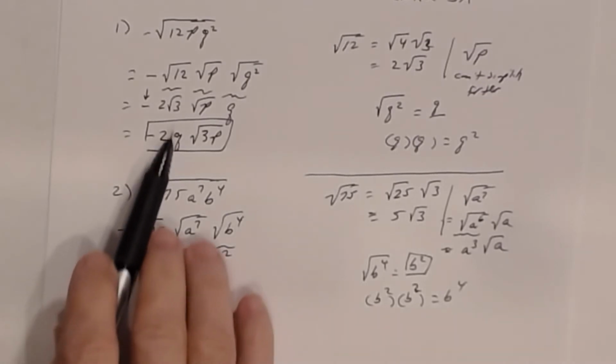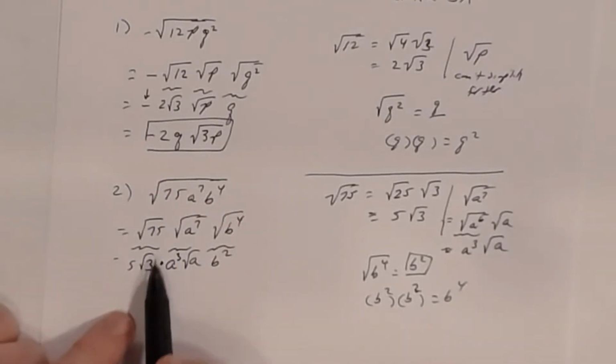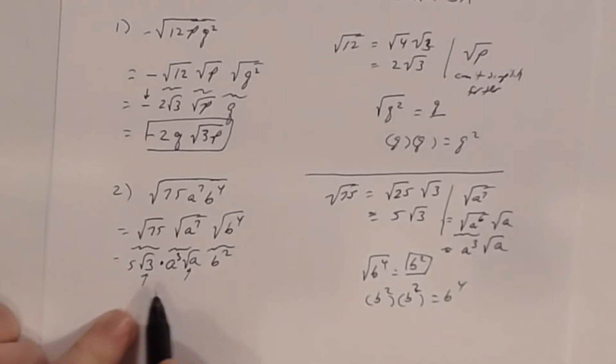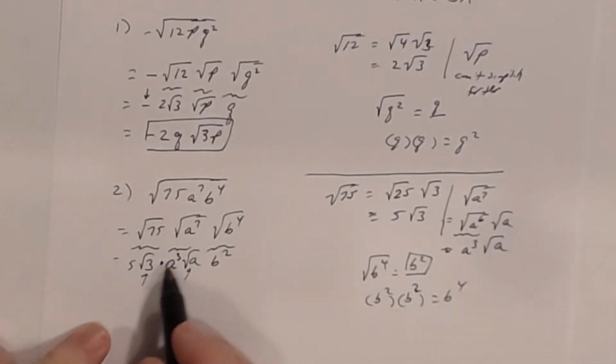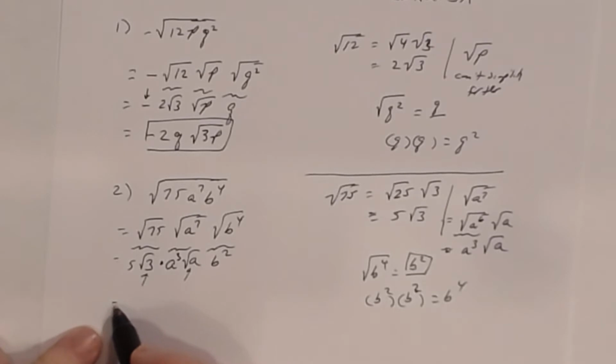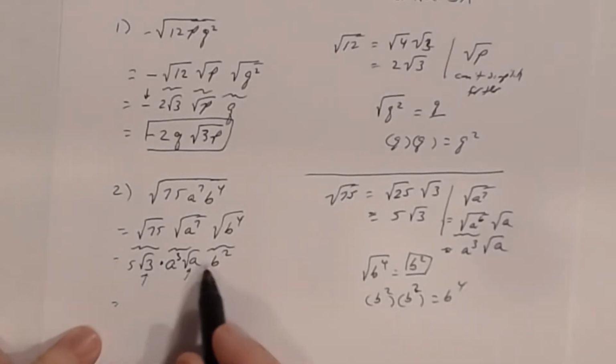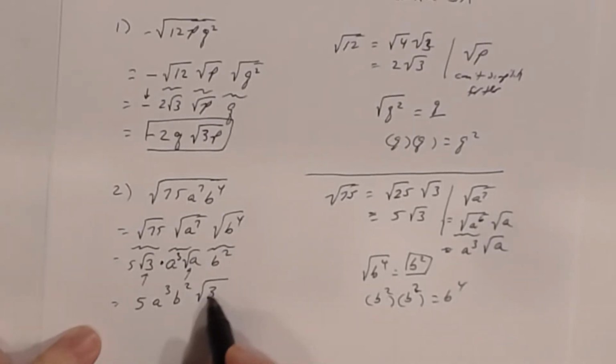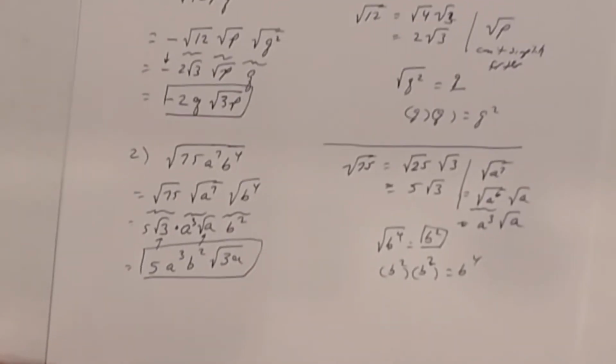Okay, so just like we talked about here, you would need to rewrite these radicals, this product here, as one radical. So let's put that on the end, though, of our answer. So I'm going to get 5a cubed b squared. So 5a cubed b squared times the square root of 3a. All right, so that's number 2.